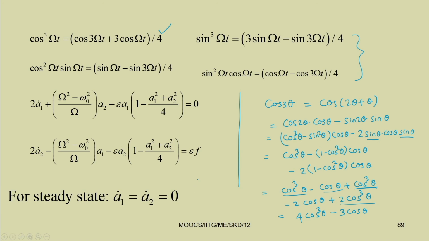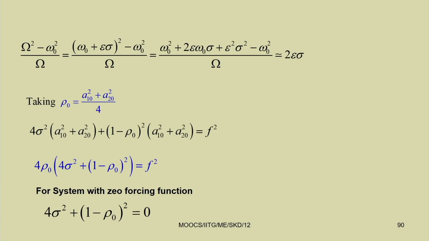By substituting a1 dot and a2 dot equal to 0, one can find this equation, that is omega square minus omega 0 square by omega equal to (omega 0 plus epsilon sigma) whole square minus omega 0 square by omega, equal to omega 0 square plus 2 epsilon omega 0 sigma plus epsilon square sigma square minus omega 0 square by omega. So simply this is equal to 2 epsilon sigma.